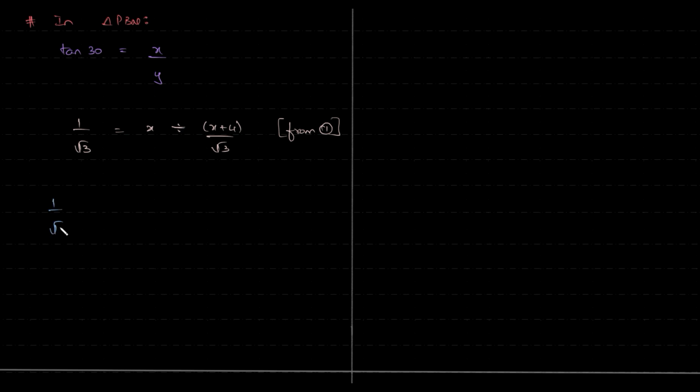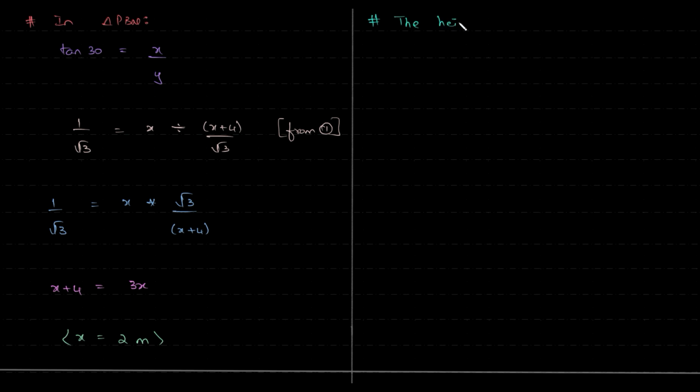So 1 by root 3 is equal to x into root 3 divided by x plus 4. We cross multiply. So x plus 4 is equal to root 3 into root 3, which is 3, times x. So x is equal to 2 meters. I did a bit of mental calculation, so please learn such things. We found x, and now the total height.